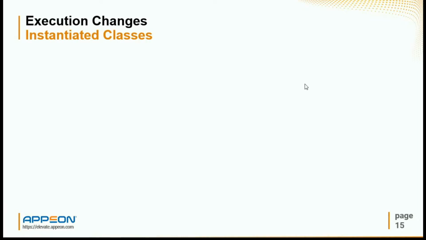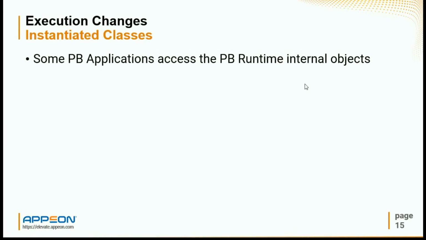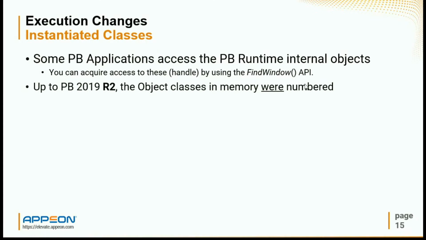So let's have a look at instantiated classes in memory. Some PowerBuilder applications access the PowerBuilder Runtime internal objects. And you can acquire access to that by using, for example, the Find Window SDK API and get the handle to those resources. Up to PowerBuilder 2019 revision number 2, object classes in memory were numbered, just like the DLLs.